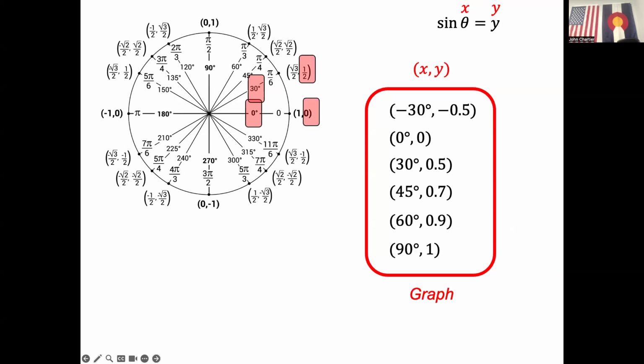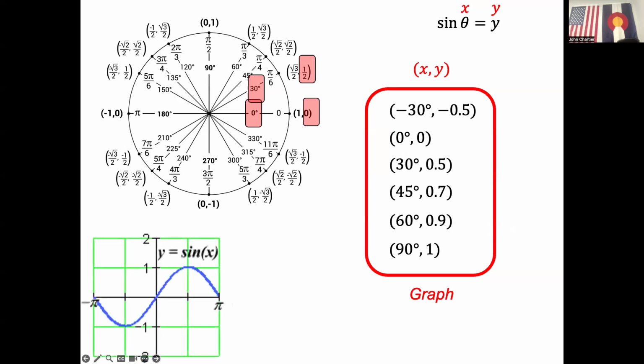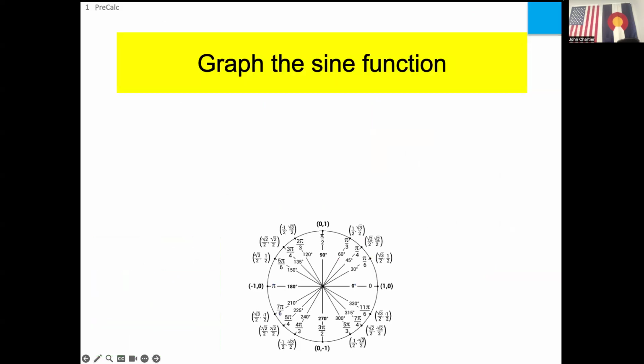And by the way, I chose degrees. I also could have chosen radians. You're going to see me go back and forth between degrees and radians. So this graph actually did it by radians, they're pi here, but you get the basic idea. So this is one complete cycle right here. Okay. All right.